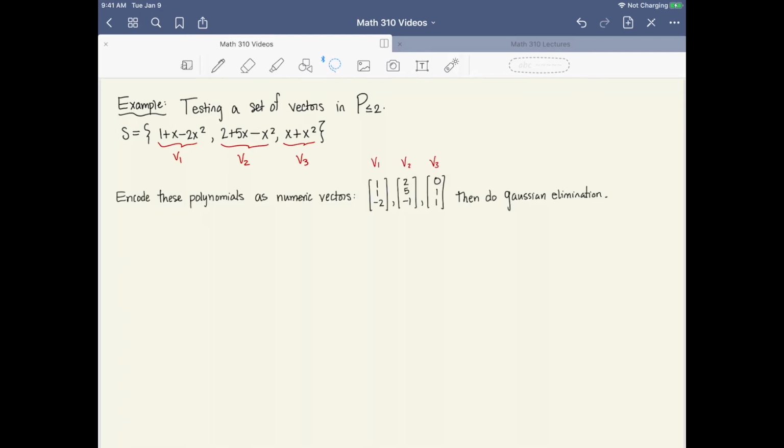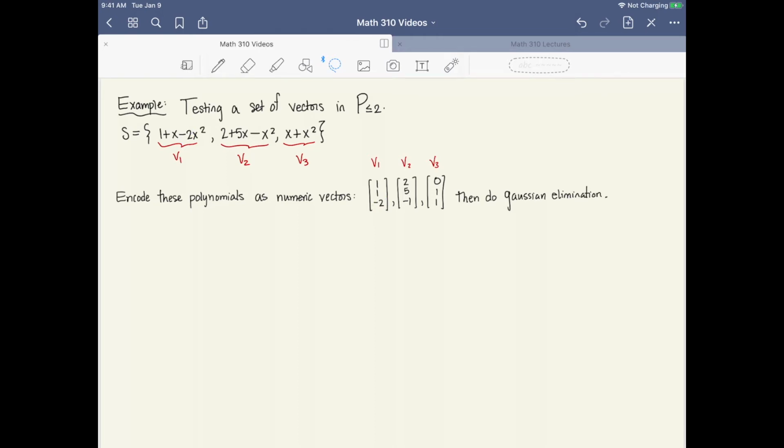How we are going to handle this is we are going to encode these polynomials as numeric vectors, and then after we do that, we will do the standard procedure. So how you encode them is you just strip off the coefficients. Taking a look at vector 1, for example, vector 1 has a coefficient in the constant spot. That's 1, and that goes into the first entry of vector 1. The coefficient of x is 1, and that goes into the second entry. And the coefficient of x squared is -2, and that goes into the third spot.